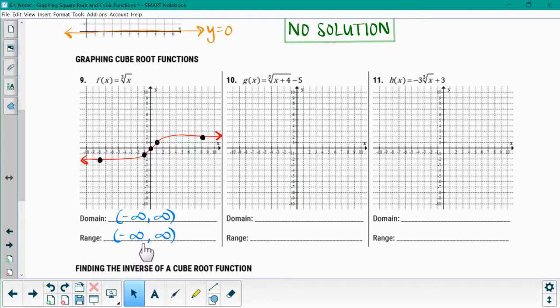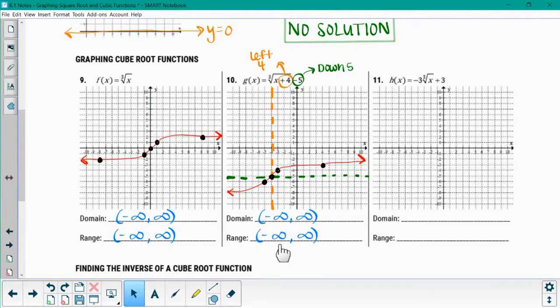Now we're going to look at number 10. I do have some transformations. I have been moved to the left 4 and down 5. My origin is no longer at (0, 0). Now it's at (negative 4, negative 5). So I'm going to sketch my points from this new origin following the pattern. Remember 1, 1, negative 1, negative 1, 1, 1, negative 1, negative 1. The only point that does not fit on my coordinate grid is this point, (negative 8, negative 2), which is okay. So I'm going to connect my dots. And again, my domain is going to be negative infinity to positive infinity, as is my range.